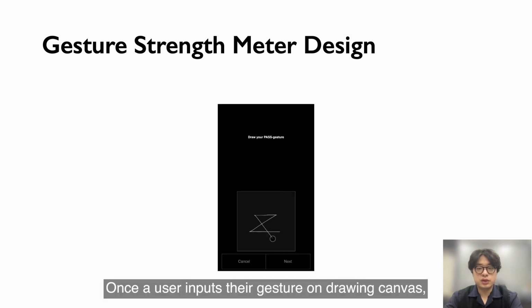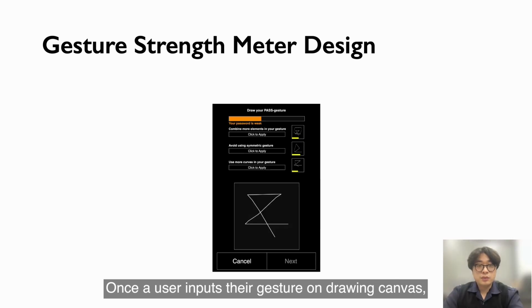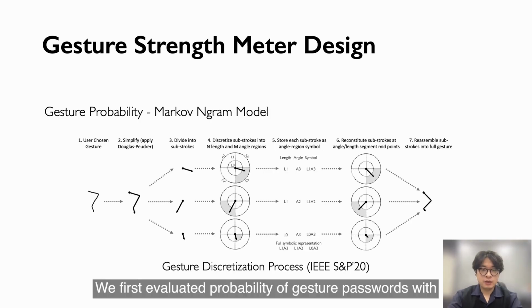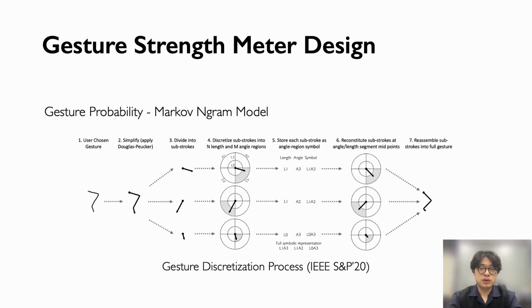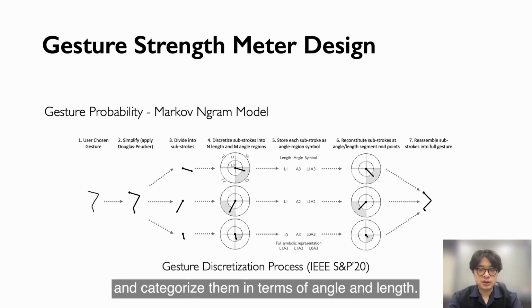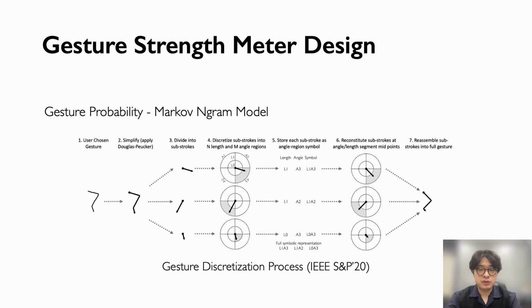Once a user inputs their gesture on the drawing canvas, meter elements are displayed on the screen. To estimate the strength of the entered gesture password, we first evaluate the probability of the gesture password with a Markov angle model. To do this, we follow a prior approach to divide the raw gesture into stroke segments and categorize them in terms of angle and length.